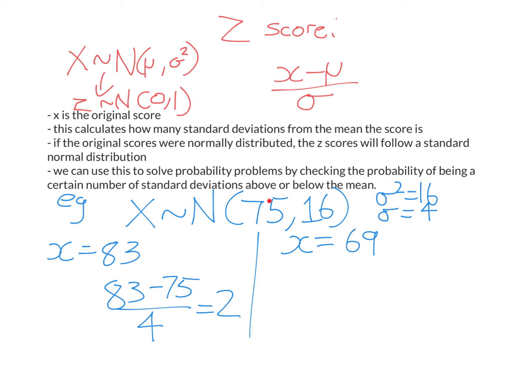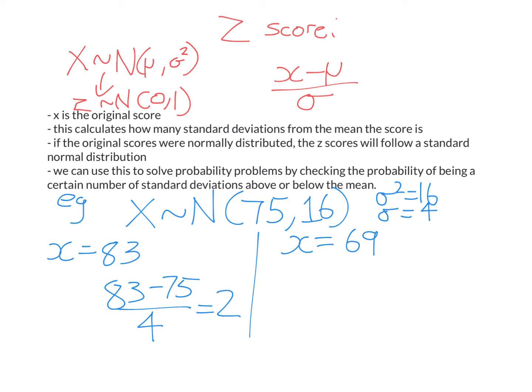That makes sense. Mean 75, standard deviation 4, 79 would be 1 standard deviation above, 83 is 2 standard deviations above, 87 is 3 standard deviations above, and so on. And this is exactly how we calculate your Z scores when we're talking about tests. So if you got a Z score of 2, it means your score in the test is 2 standard deviations above the mean.